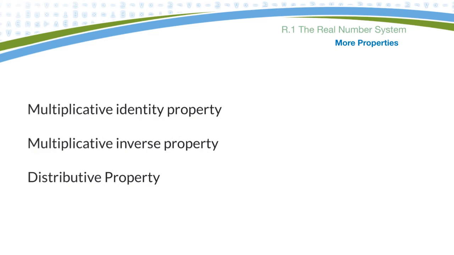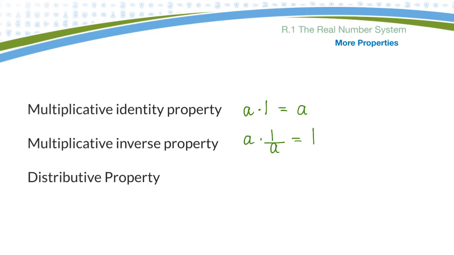Okay, here's three more properties. Multiplicative identity property: if I multiply something by 1, it doesn't change what I'm multiplying. We use that property all the time when we're solving equations, and we probably don't think about it, but I'll identify it when we get to there. Multiplicative inverse property is if I multiply A by its inverse, then my answer comes out to 1.